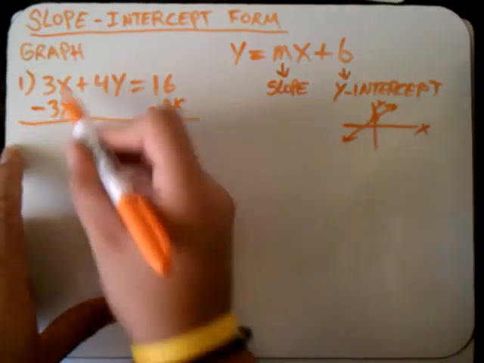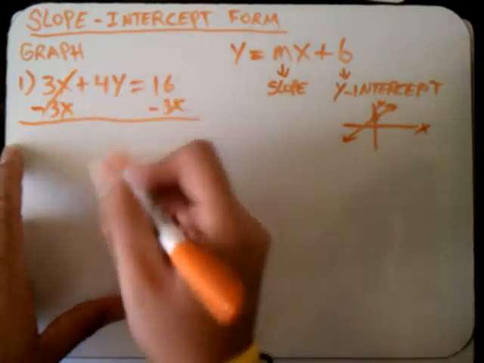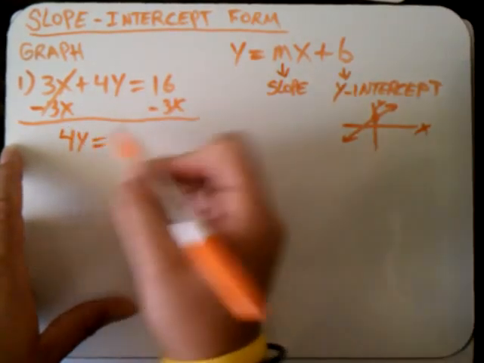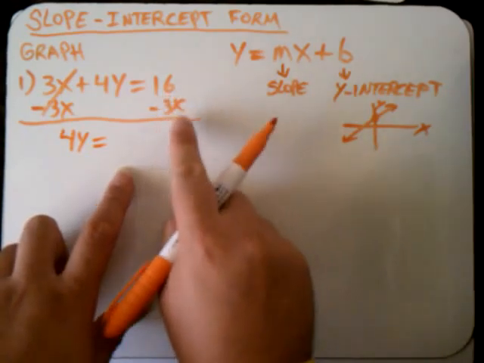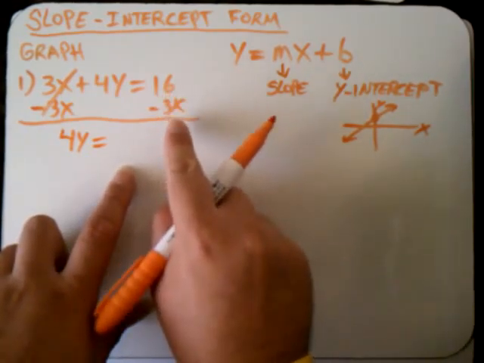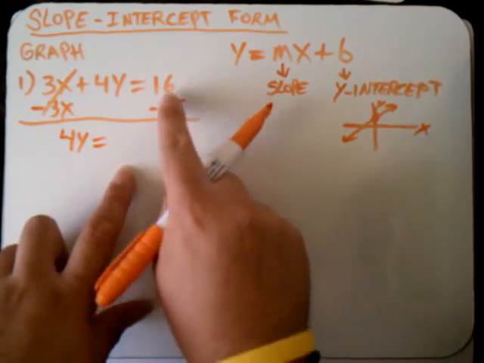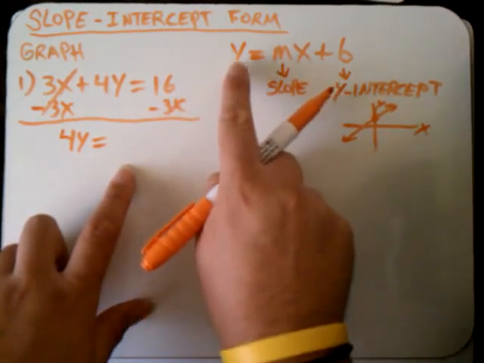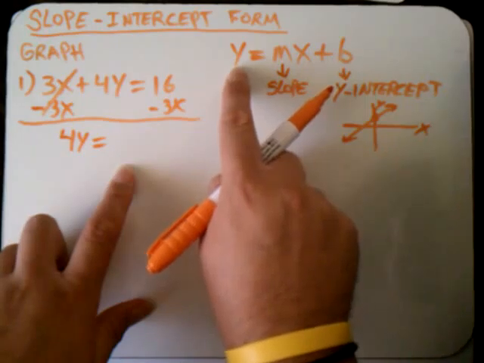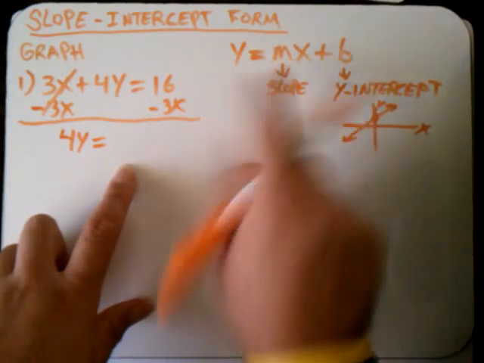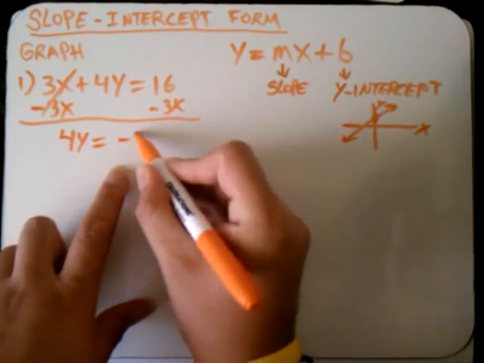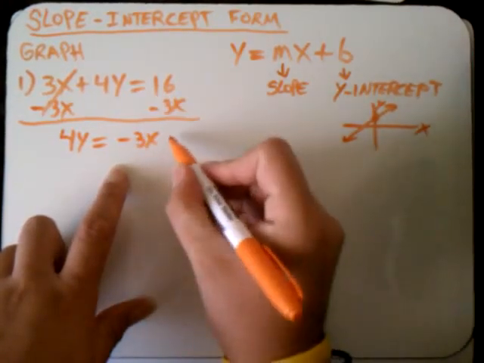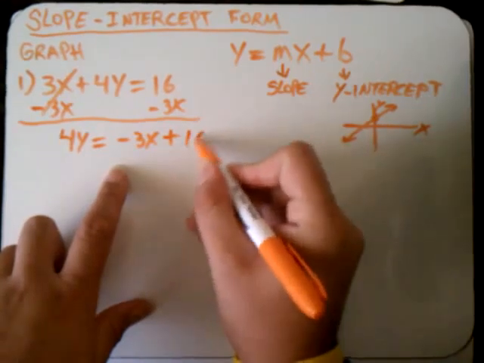The 3x and the negative 3x, they cancel out. So on this side, you will have 4y equals. Notice that 16 and negative 3x, they cannot be added together because they're not like terms. The 16 doesn't have an x, okay? And since we want to put it in this form, the x has to be first. So we're going to write minus 3x, and since this is a positive 16, we're going to put plus 16.